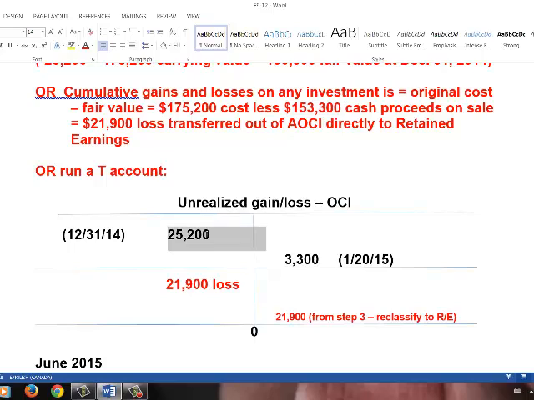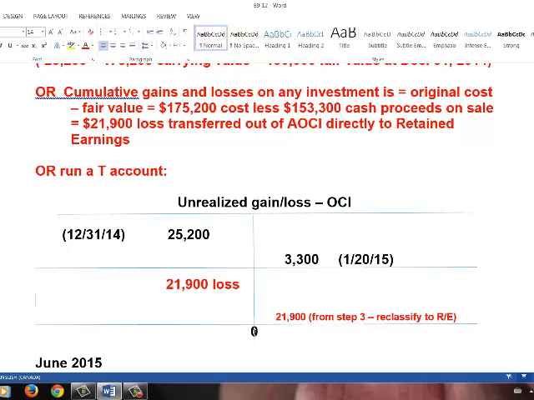You know this was your unrealized loss at the end of 2014. That was in the question. You know that on January 20th, you booked an unrealized holding gain, which was a credit to the gain or loss account of 3,300. So now you have this loss sitting there at the end of it, 21.9.